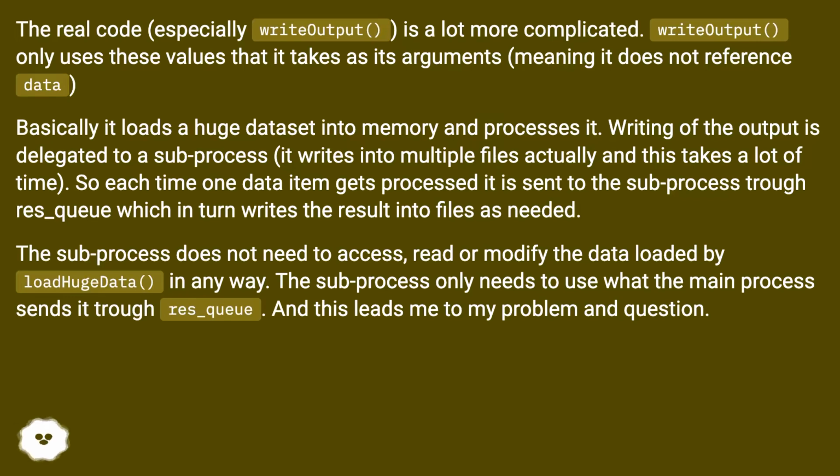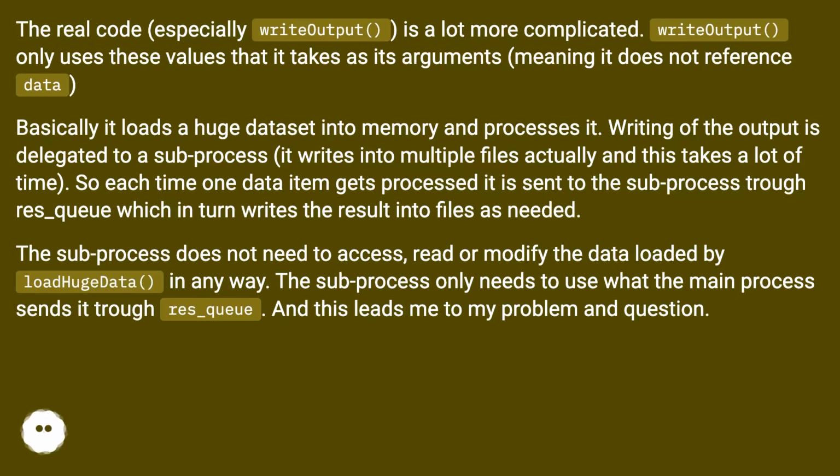Writing of the output is delegated to a subprocess. It writes into multiple files actually, and this takes a lot of time. So each time one data item gets processed, it is sent to the subprocess through a multiprocessing queue, which in turn writes the result into files as needed. The subprocess does not need to access, read or modify the data loaded by load_huge_data in any way.